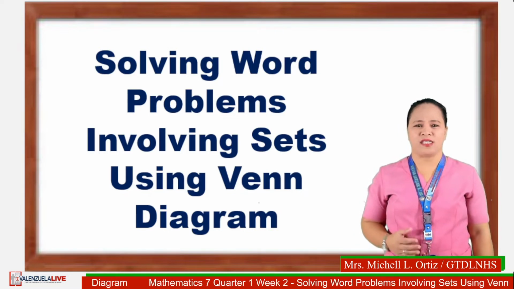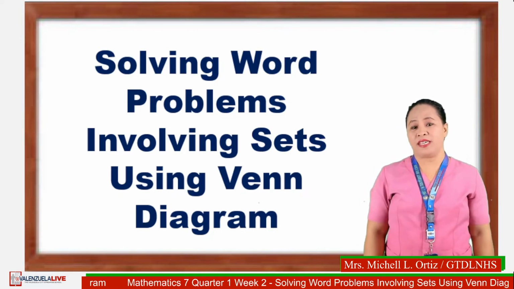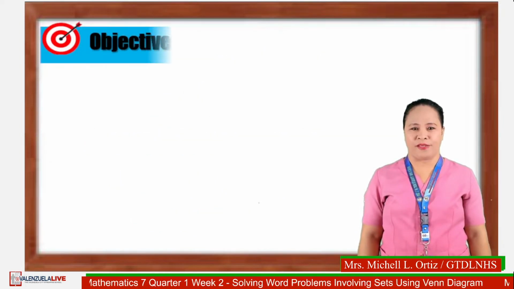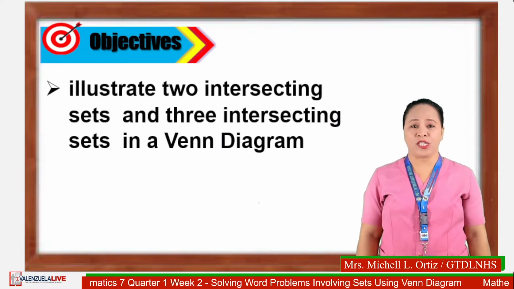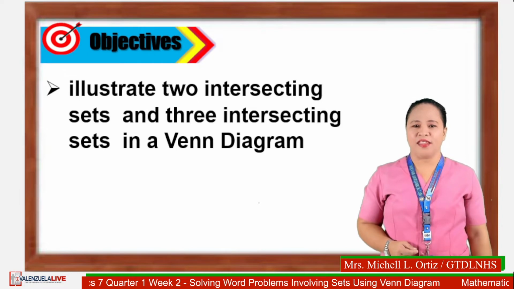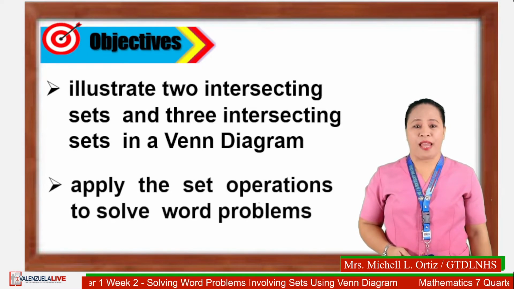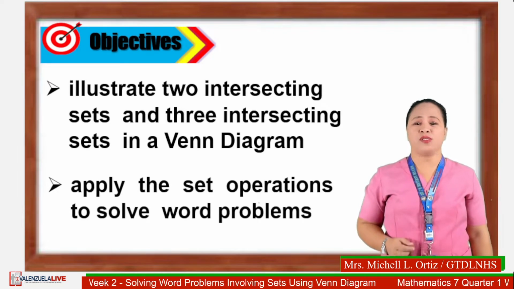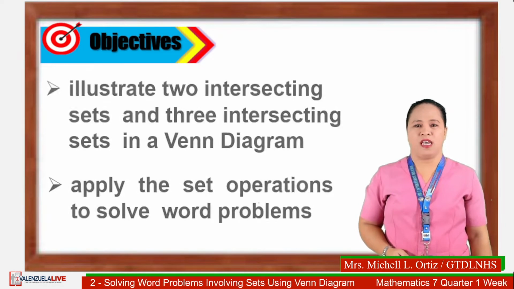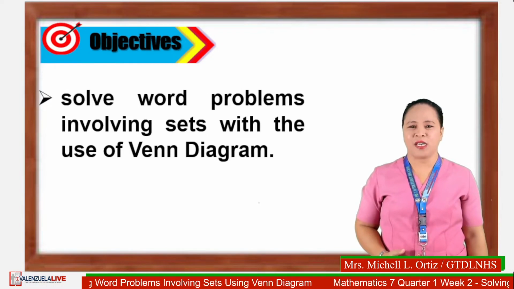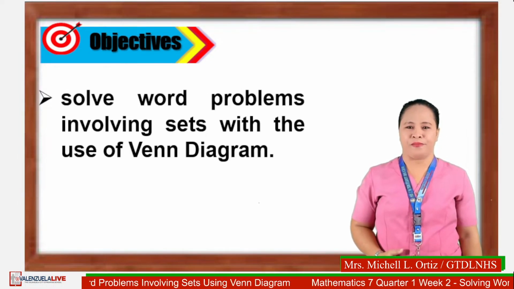In today's lesson, our objectives based on the most essential learning competencies are the following. Illustrate 2 intersecting sets and 3 intersecting sets in a Venn diagram. Apply the set operations to solve word problems. And finally, solve word problems involving sets with the use of Venn diagram.